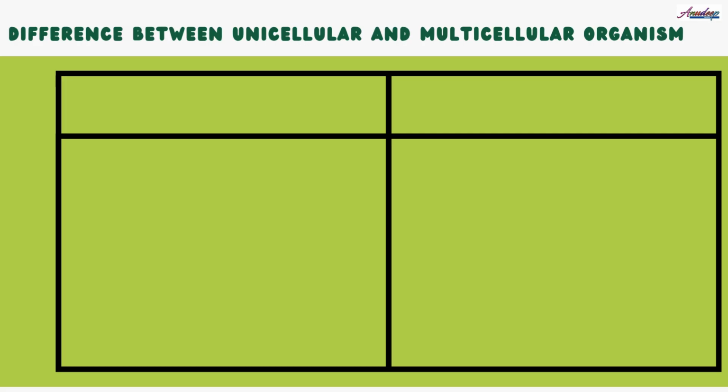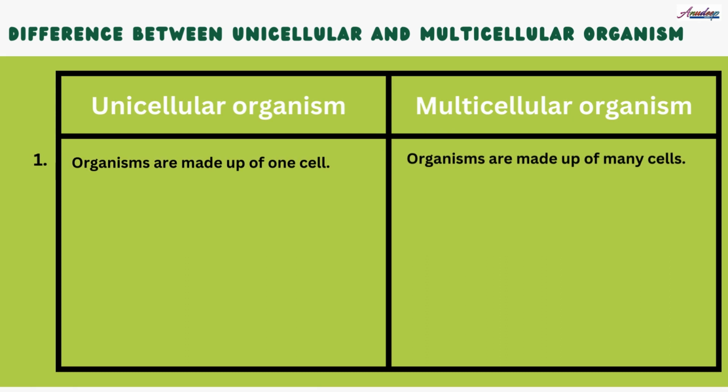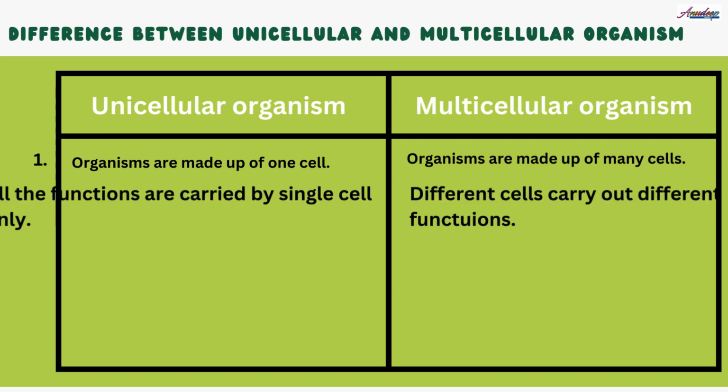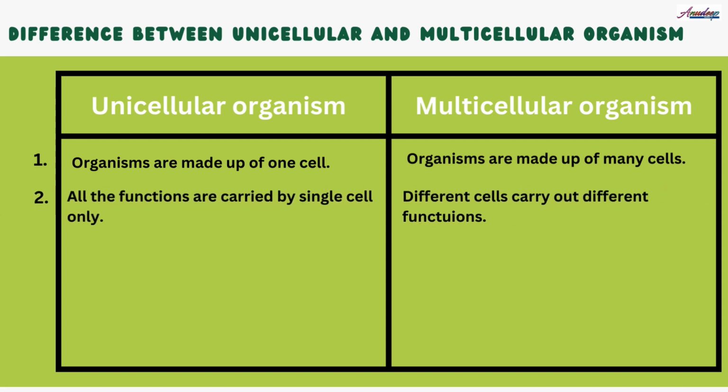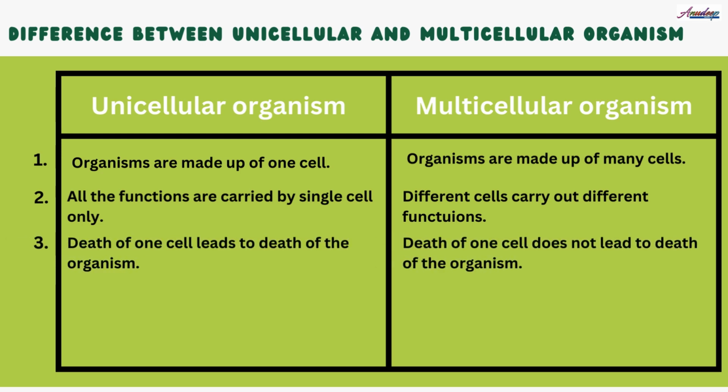Now let's discuss what the differences are between unicellular organism and multicellular organism. So organisms which are made up of one cell are unicellular. Organisms made up of many cells are multicellular organisms. Second, all the functions in unicellular organism are carried out by a single cell only. But in multicellular organism, different cells carry out different functions. That is, for a particular function, there are different kinds of cells. Third, death of one cell leads to the death of the organism.